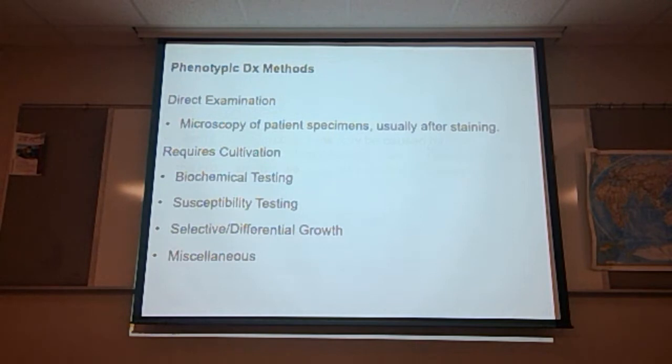Phenotypic diagnostic methods, again, include direct examination, microscopy of patient specimens, usually after staining. Things that require cultivation include biochemical testing, susceptibility testing, selective and differential media, all of those miscellaneous tests we just talked about. All of those things require cultivation. All of them take multiple hours and days to accomplish. And what is your patient doing while you're doing all the testing? Your patient is dying.